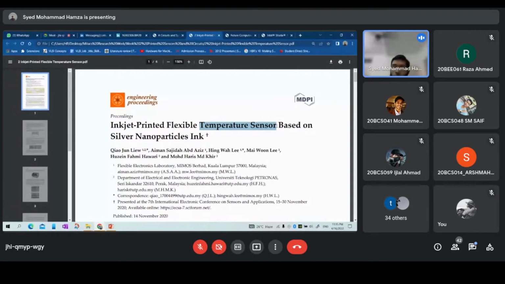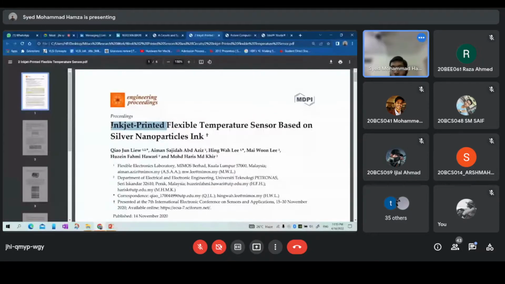That is very obvious. If you're from electrical engineering, electronics engineering, or computer engineering, you know what a temperature sensor is. Now it says the temperature sensor has a feature, that it is flexible. That is very interesting. And most importantly, it is inkjet printed. That means it is not an IC. It is something that is printed from an inkjet printer.